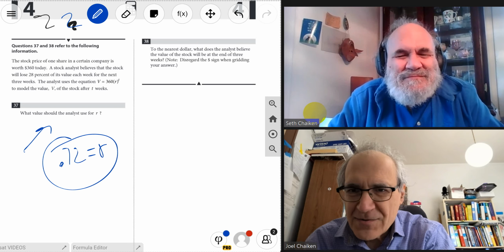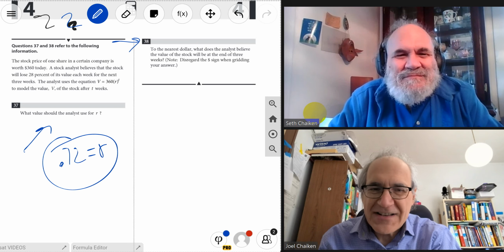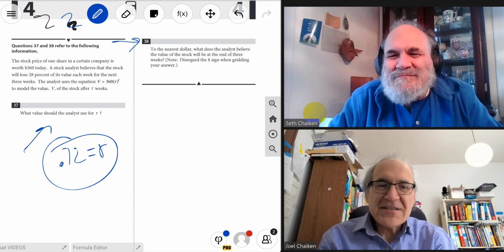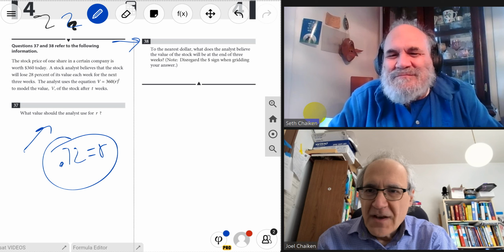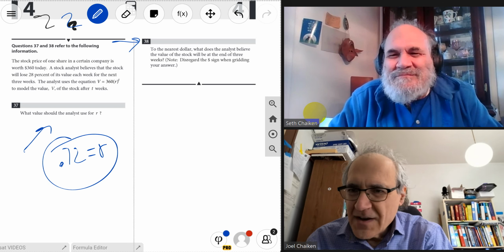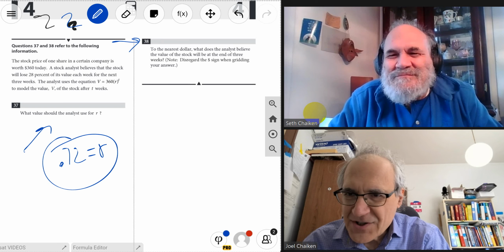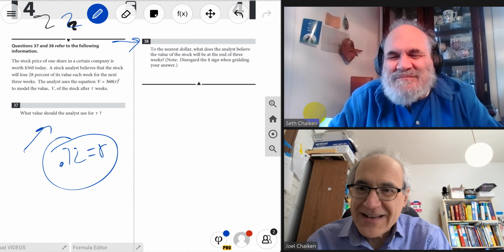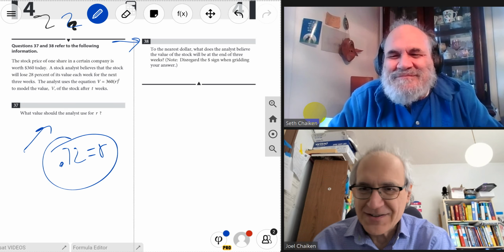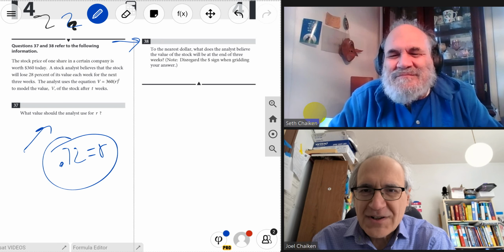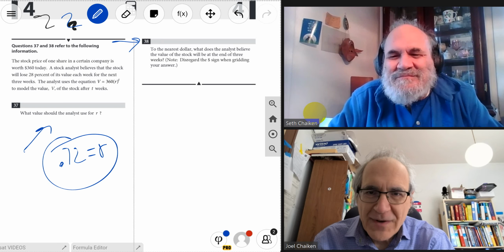So today we do this question, number 38, which is the last question on a calculator test. By this time, if you take this test live, your brain is probably completely fried. Okay, you've got the stock price of a certain company. It's worth $360. The analysis says it's going to go down 28% a week for the next 3 weeks. The analyst uses that formula to the nearest dollar, and this is a calculator question. What does the analyst believe the value of the stock will be at the end of 3 weeks?